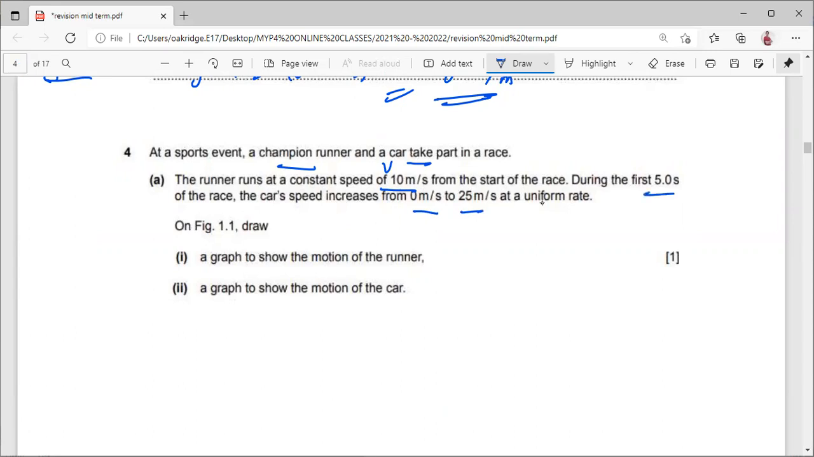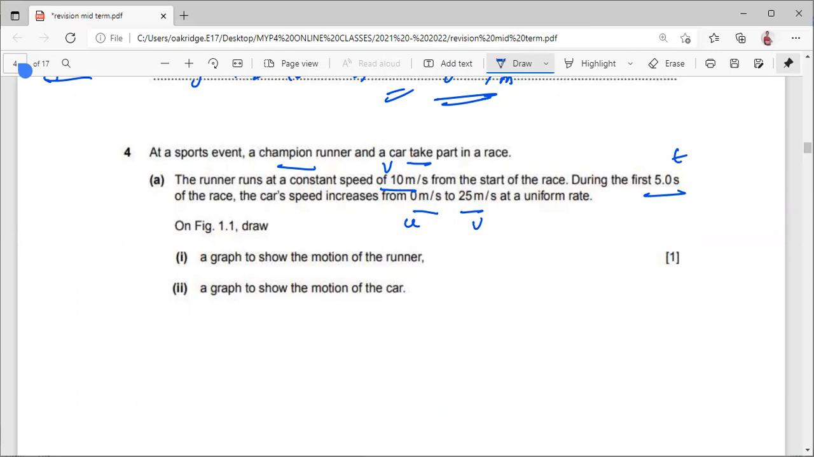First 5 seconds, see, t is given to you, initial velocity is given, final velocity is given, which means definitely you can find out the acceleration, right? Okay, now what is he asking here? He's not asking you the acceleration. This is one of the grave mistakes, everyone does it, including me. So what you need to do is, you need to read the question, you need to understand what parameters are given, what is being asked. So what is being asked here? A graph to show the motion of the runner.